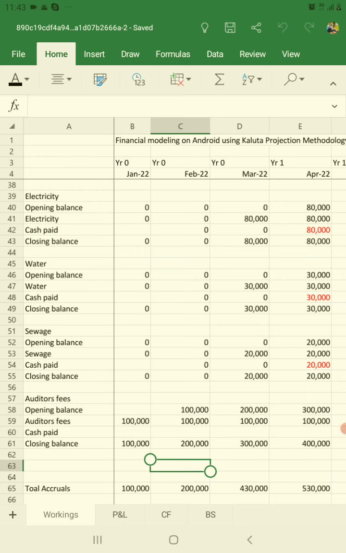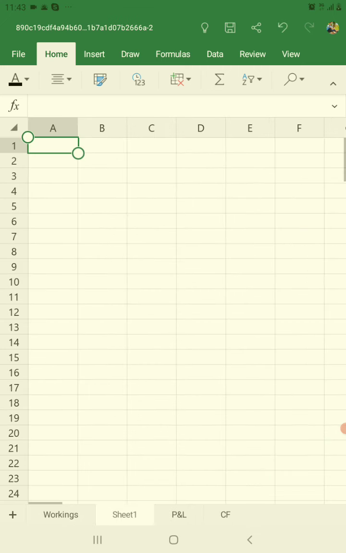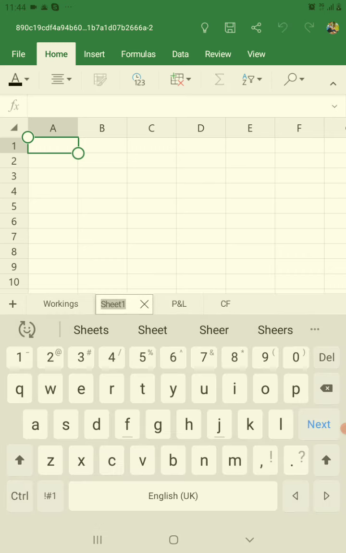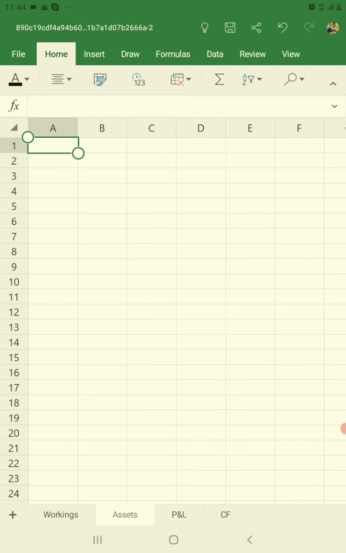So I will create a sheet by clicking on the plus sign located to the bottom left corner. So I'm clicking it to create a sheet which is now named sheet 1. So I click on the sheet name to rename it, choose the rename option, and then type assets. So that is the name of the sheet.